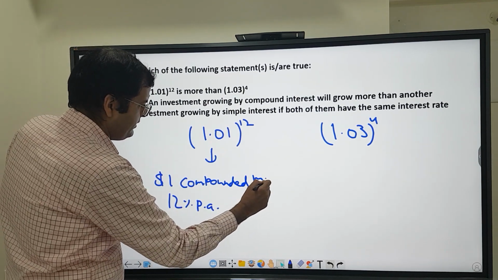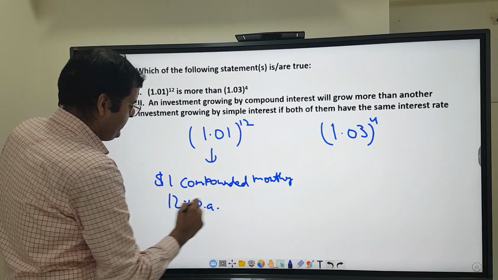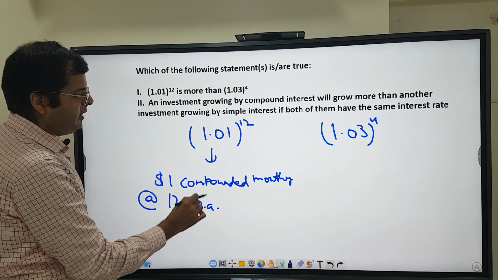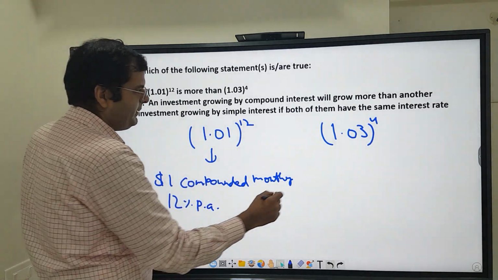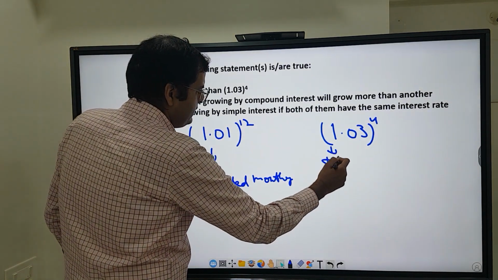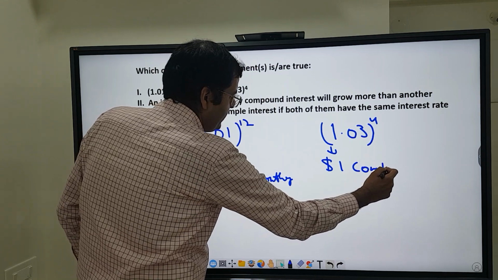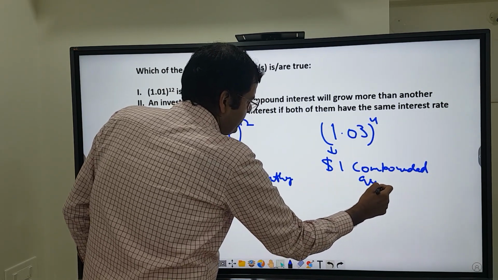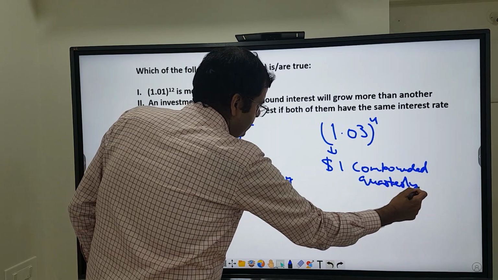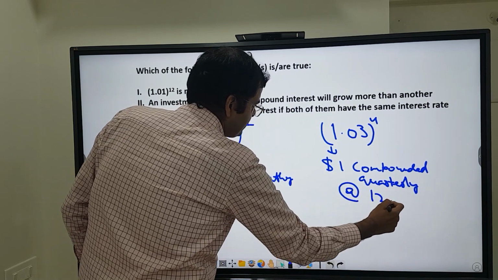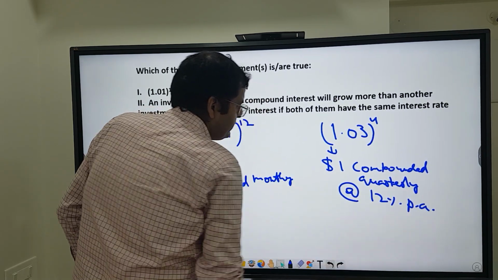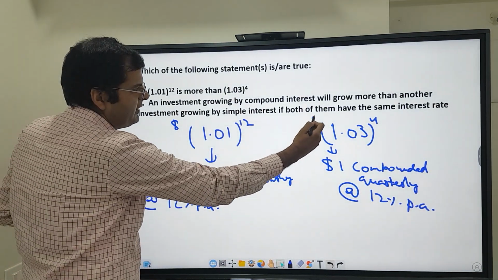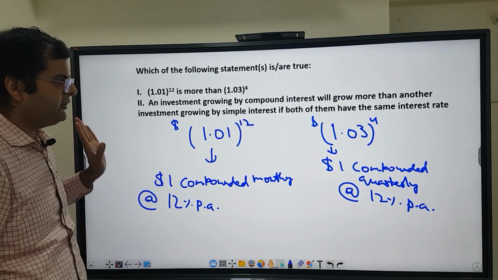Compounded monthly at what rate? At rate 12% per annum. $1 compounded monthly at 12% per annum, and this is $1 compounded quarterly at 12% per annum. And if you just put a dollar here, that will give you the same amount of dollars in these two scenarios.